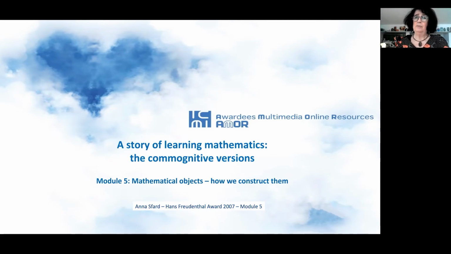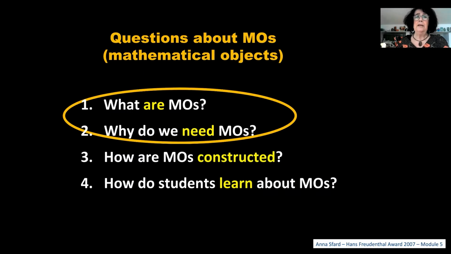Hello again to the project Amor, ICMI Award is Multimedia Online Resources. This module, like its predecessor, is devoted to mathematical objects. In the previous module, I presented a cognitive answer to the question of what mathematical objects are and why we need them. In this module, I will ask how these objects are constructed in general and how students construct them for themselves.